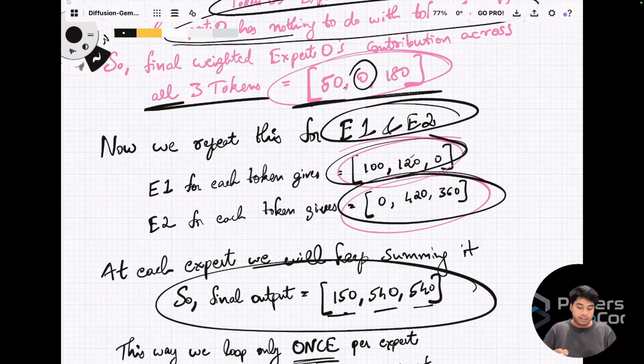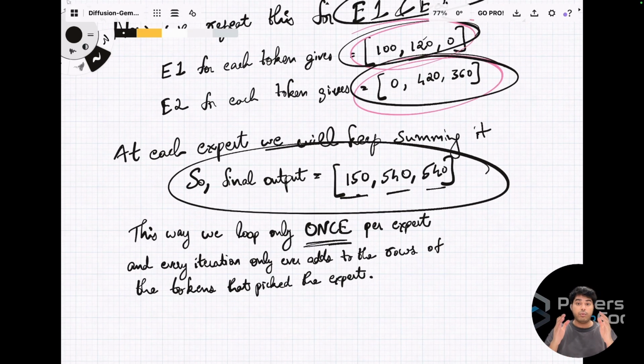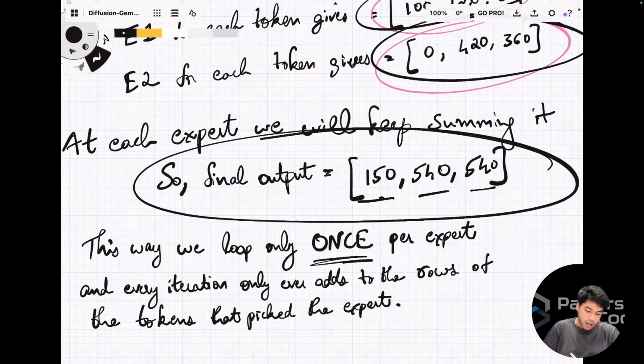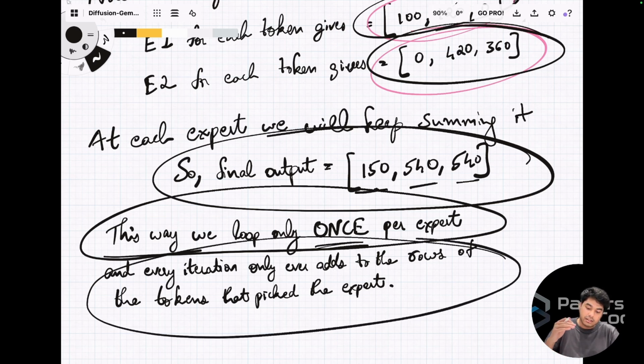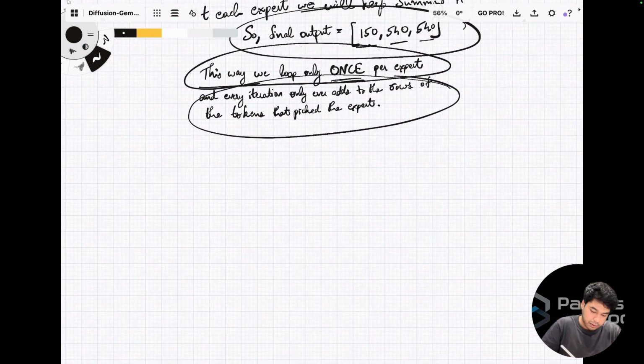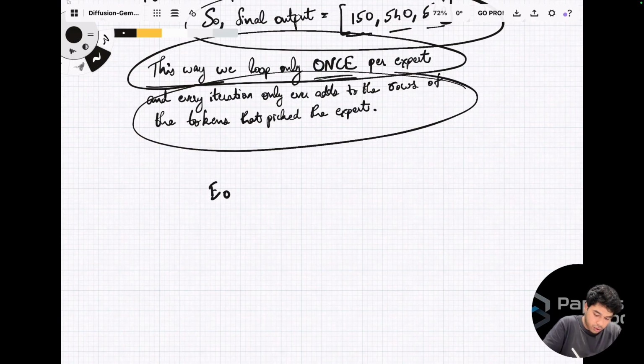So the only thing you need to understand is the reason we do this grouping shift. We are initially grouping things with respect to the tokens and then we are changing it with respect to the experts. This is because we only loop once per expert now. Every iteration only adds to the rows of the tokens that picked the expert. So this is the part where I really want you to stick with me. So expert 0, expert 1, expert 2. Token 0, token 1, token 2.